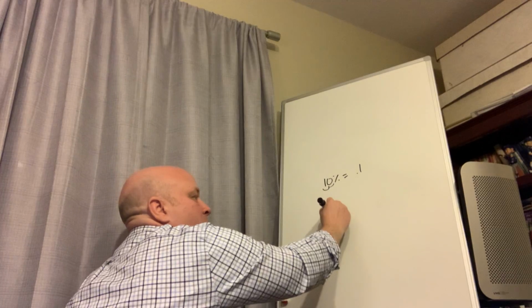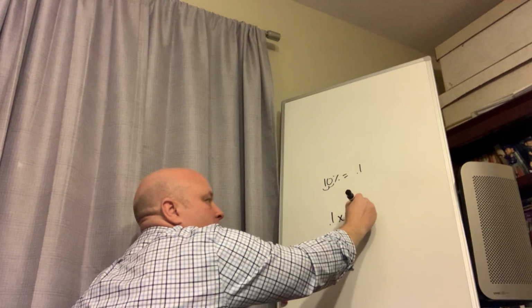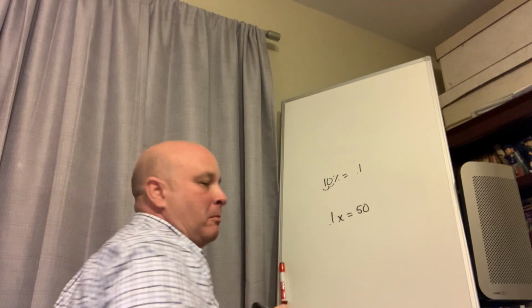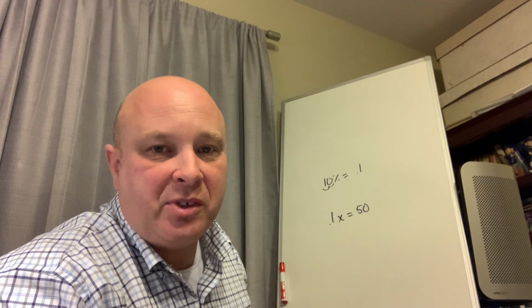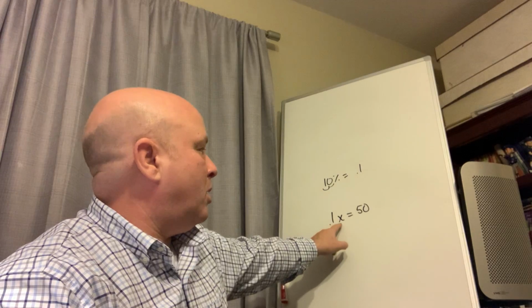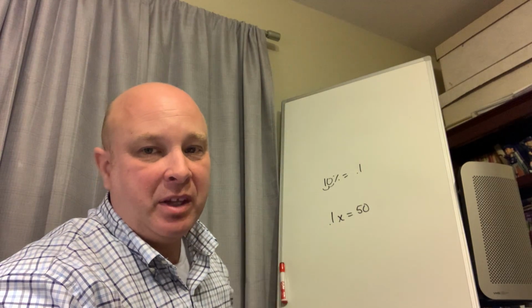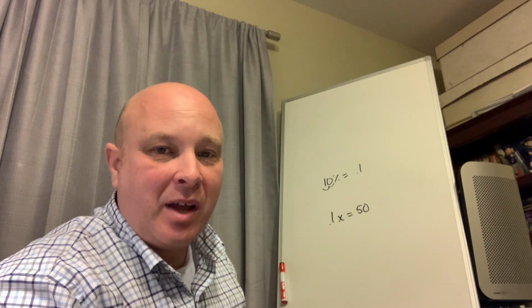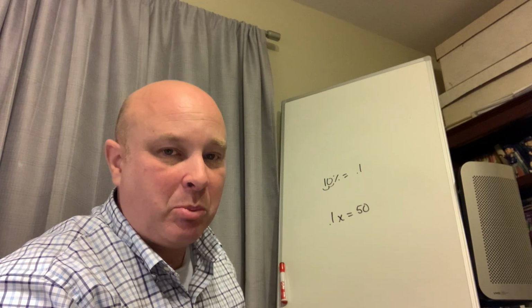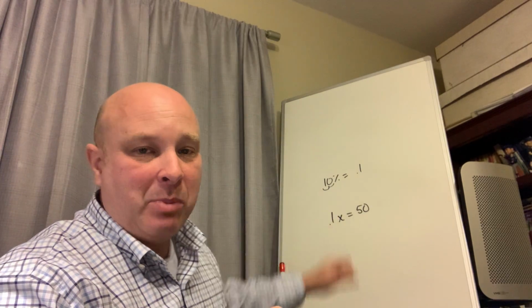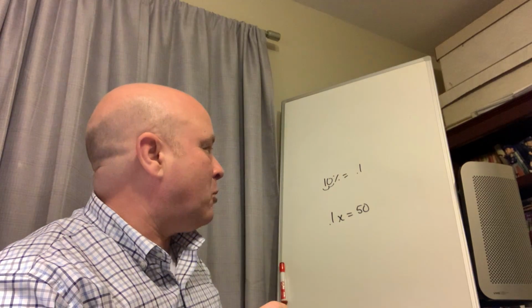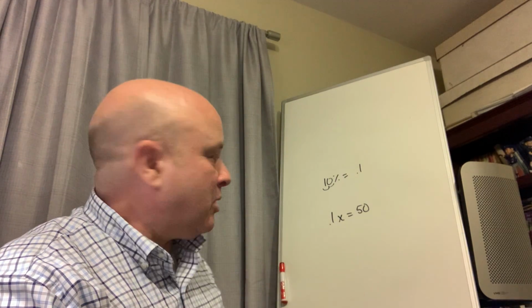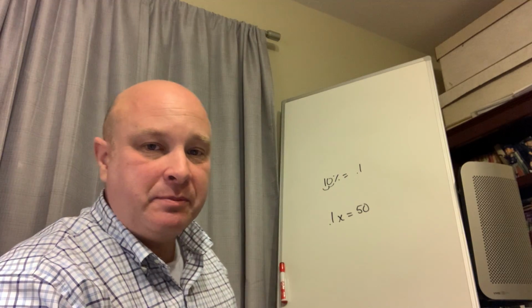So 0.1x equals 50. Okay? 10% of their total equals 50. So what am I going to do to figure out the total number that was produced? I'm going to get x by itself, because x is the total number of paintbrushes produced. So I'm going to divide both sides by 0.1, right?